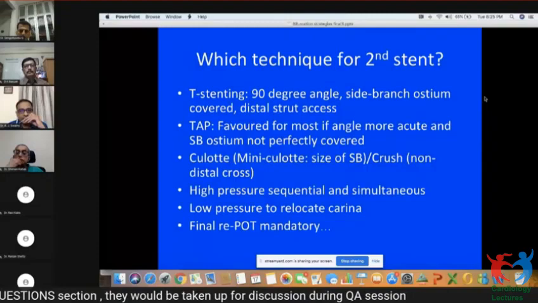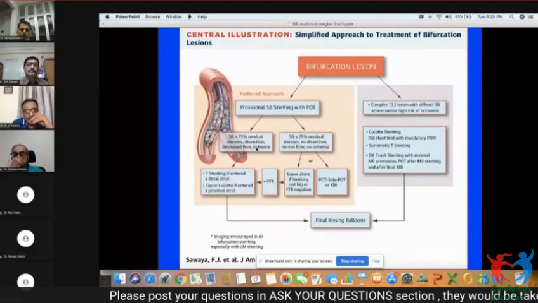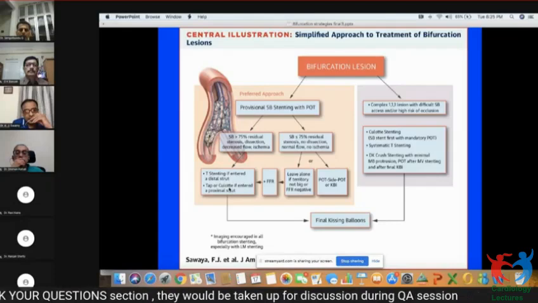This is the bifurcation lesion. How we look at it: we do a provisional stenting with a POT. The side branch has residual stenosis, dissection, decreased flow, and ischemia. T if entered through a distal strut, TAP or culotte if entered... This should actually be culotte or crush if it enters through a proximal strut.